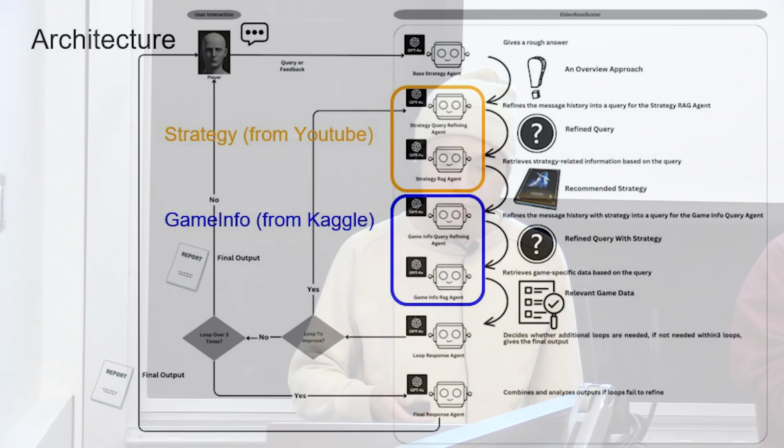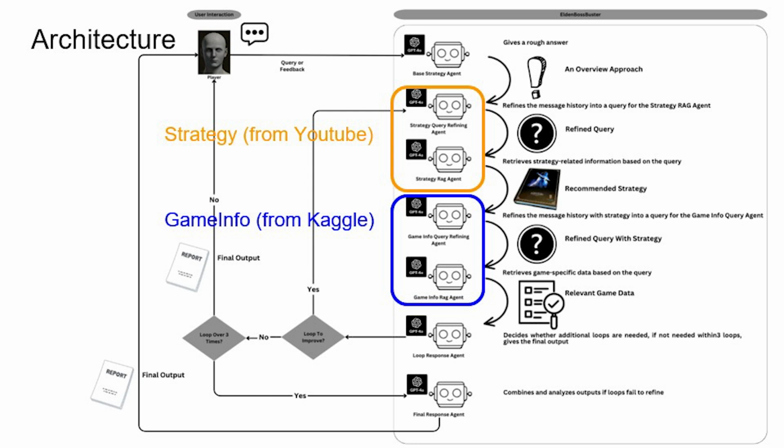After that, we have the game info query agent that generates a query based on the previous recommendations and queries. These queries and the previous recommendations are then passed to the game info rec agent that generates a more refined recommendation based on the game info rec database. The loop response agent then tries to evaluate the response based on its relevancy. If it passes the requirements, it's delivered to the user.